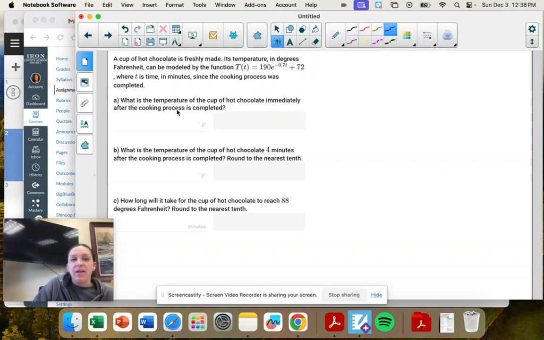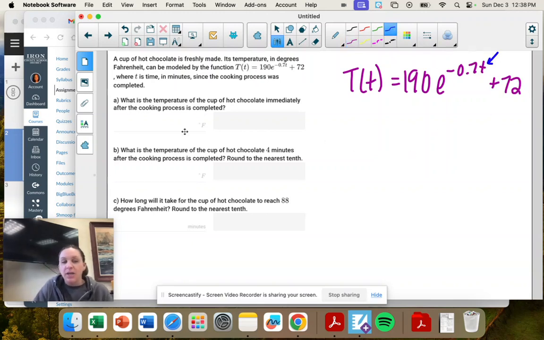Okay, so we actually get to plug in values, which is nice, because here is our function. The first two questions are saying, what happens when t is a certain value? So here, what's the temperature after 4 minutes? So when t equals 4. And this one is saying immediately after the cooking process. So what do you think t should equal here? t would equal 0. No time has passed. It's right when it's done, and then we start the time since the cooking was completed.